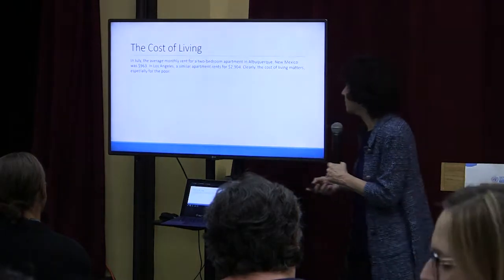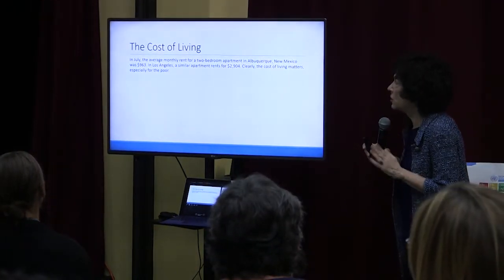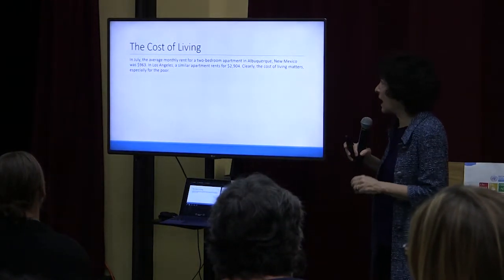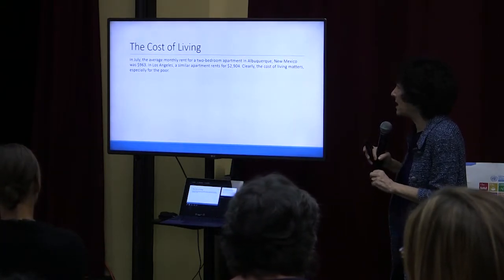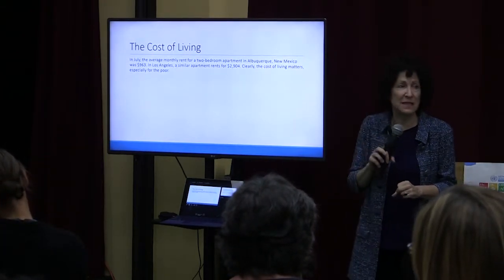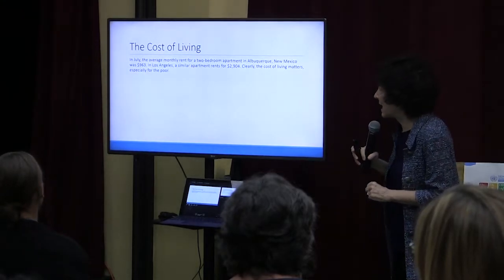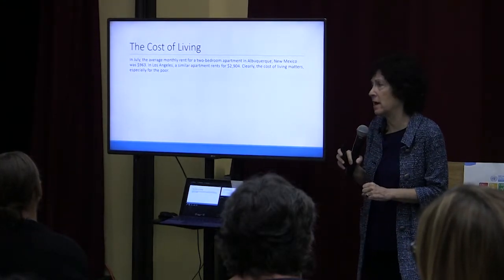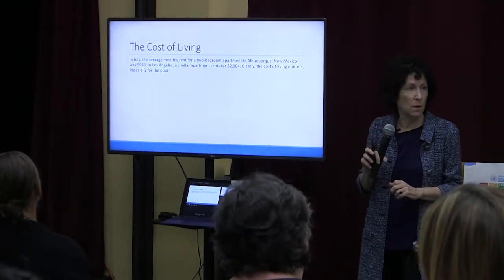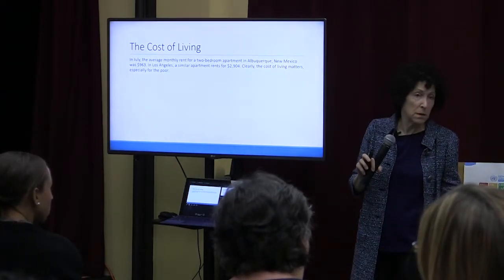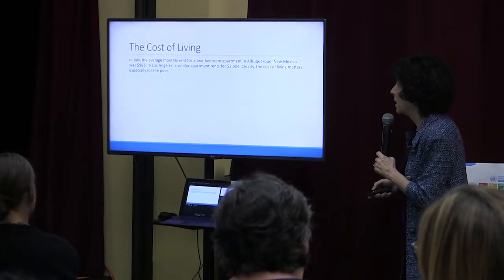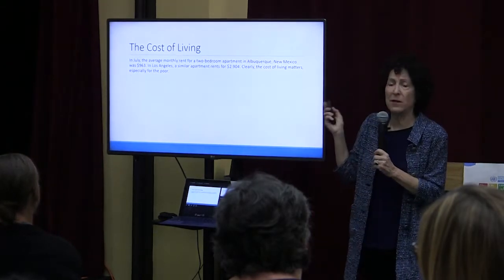So here's an example. Okay, in July, this is recent, last year, the average monthly income for a 2-bedroom apartment in Albuquerque, New Mexico was $963. And in Los Angeles, a similar apartment is $2,900. So, okay, clearly the cost of living matters, especially for the poor.